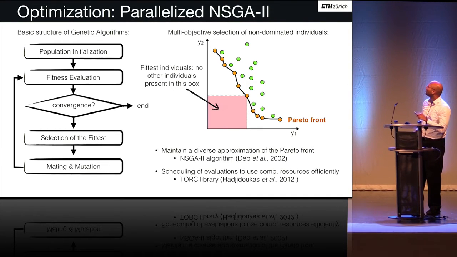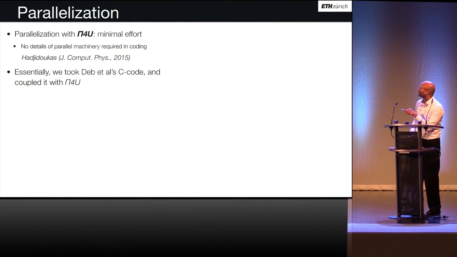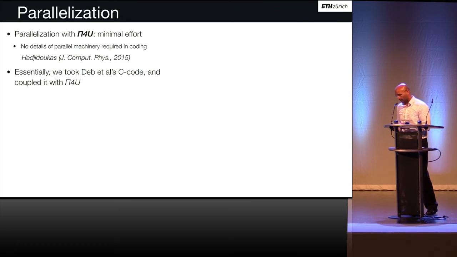The code we used for NSGA-II is actually open source, again, by Dave et al. And it's a serial code, so we had to figure out a good way to parallelize it. And for that, we used another library that was also developed in the group. It's called Torque, or Pi4U. And there's reference 1, and there's another reference. The way this works is very similar to how OpenMP works. You basically take serial code, and you can parallelize it.